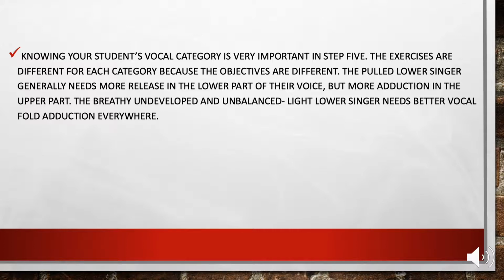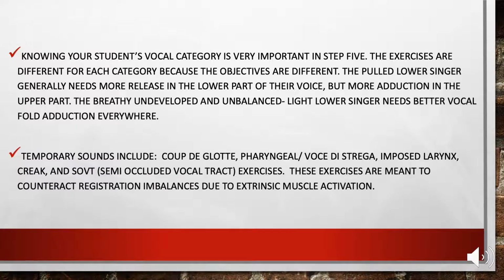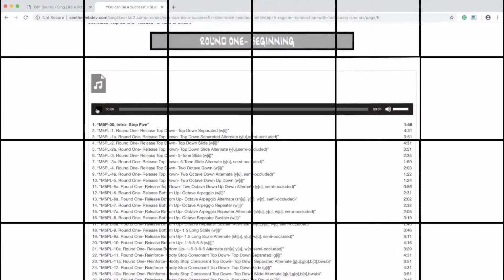The breathy, undeveloped, and unbalanced light lower singer needs better vocal fold adduction everywhere. Temporary sounds include the coup de glotte, the pharyngeal, voce di strega, imposed larynx, creak, and SOVT, semi-occluded vocal tract exercises. These exercises are meant to counteract registration imbalances due to extrinsic muscle activation.